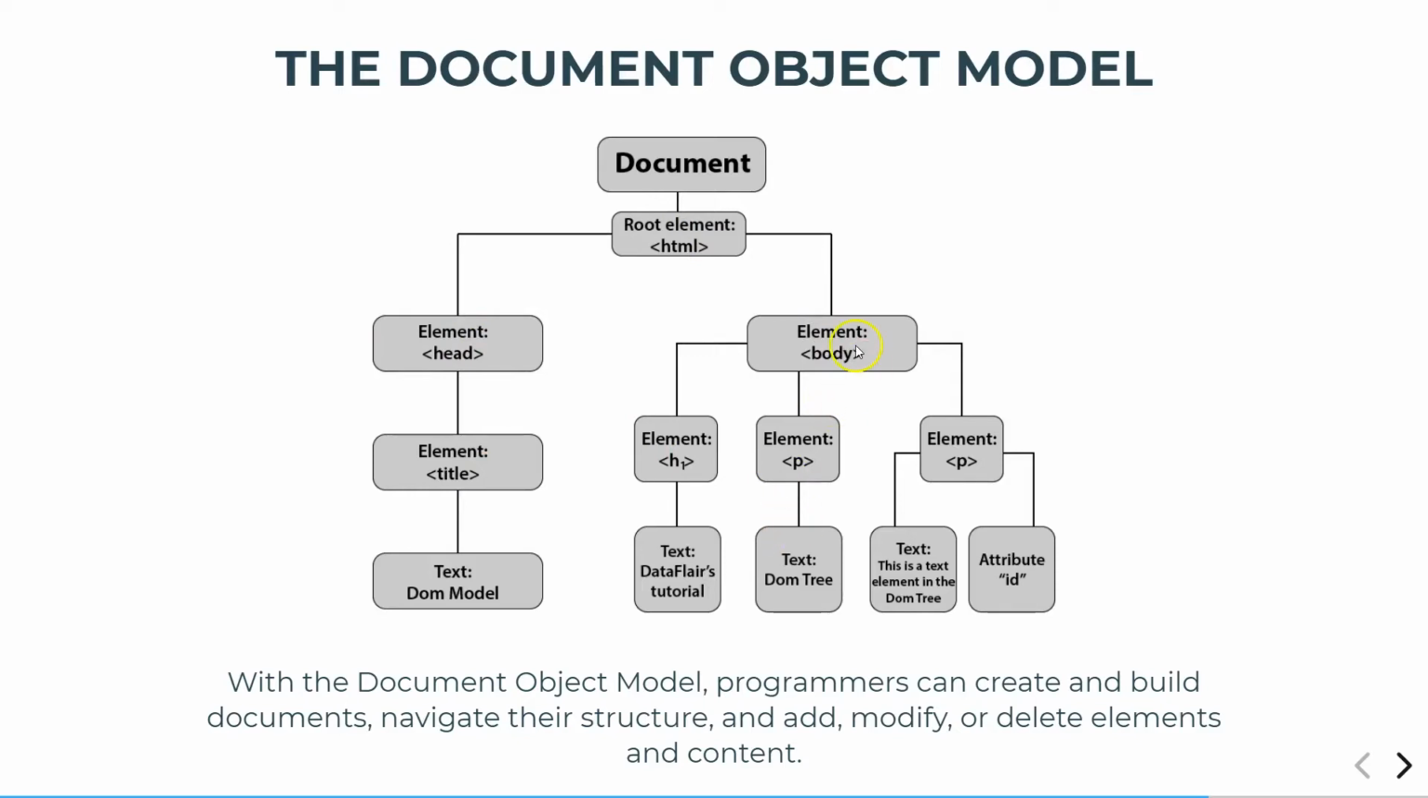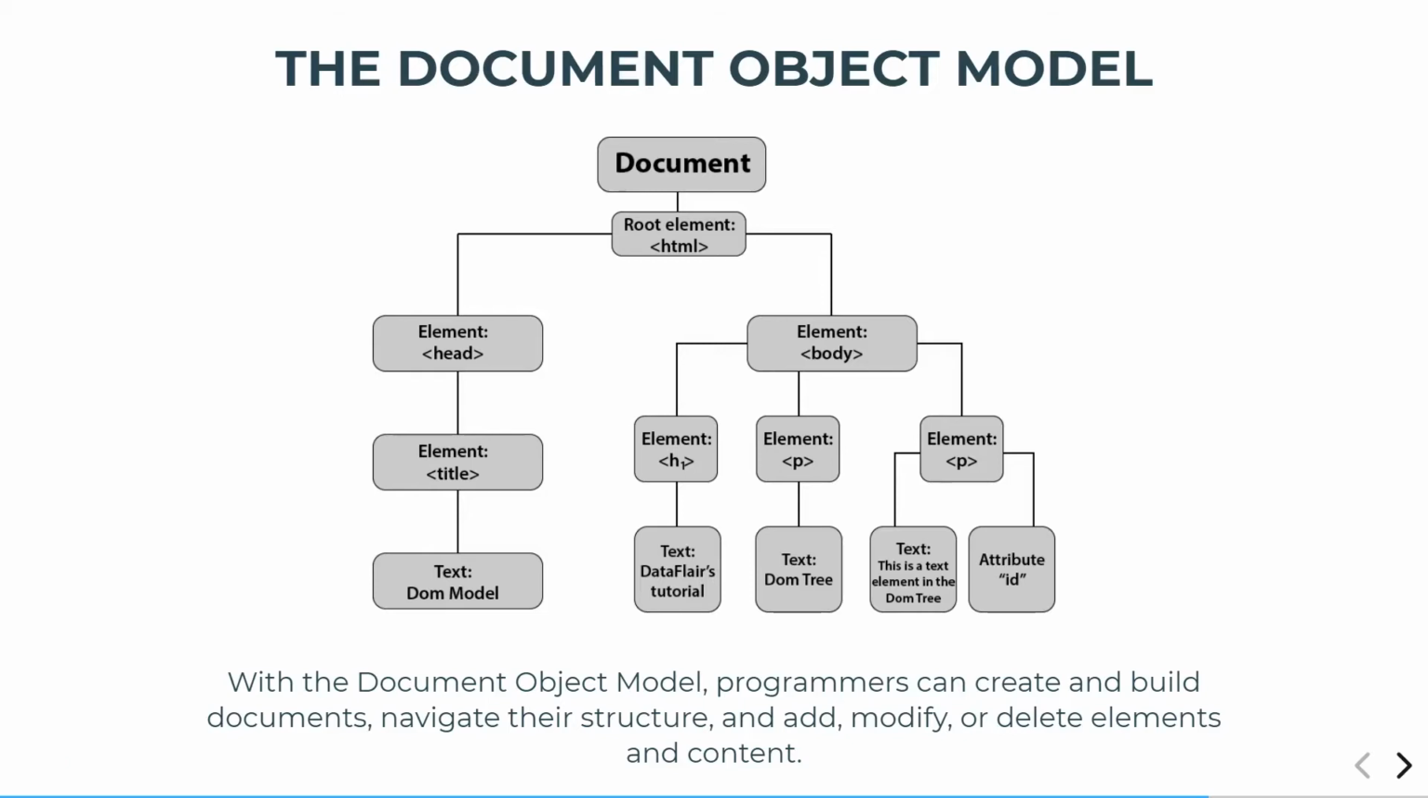So there's element nodes, there's text nodes, there's attribute nodes, right? But JavaScript has the ability to manipulate and target any of these nodes with the document object. And so we've seen the document object in our previous example, and we're going to do some more work with that in this video.